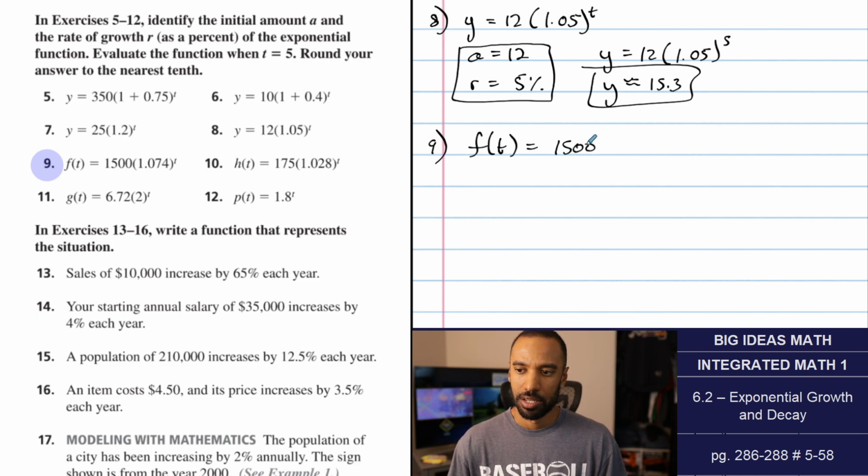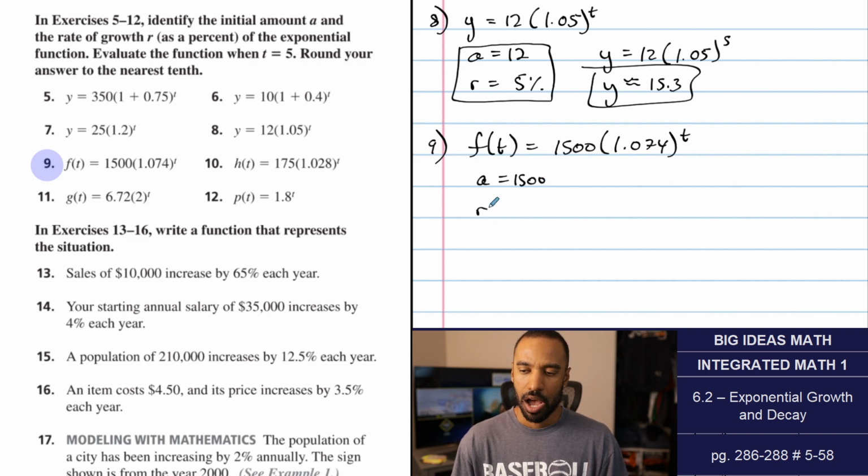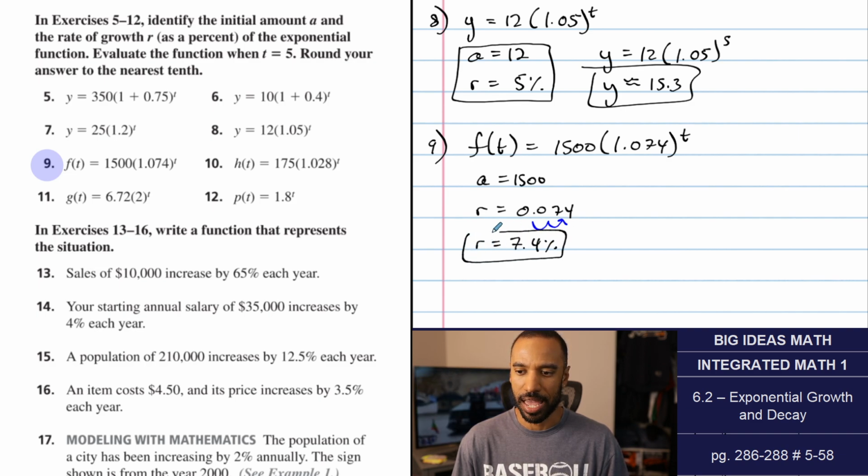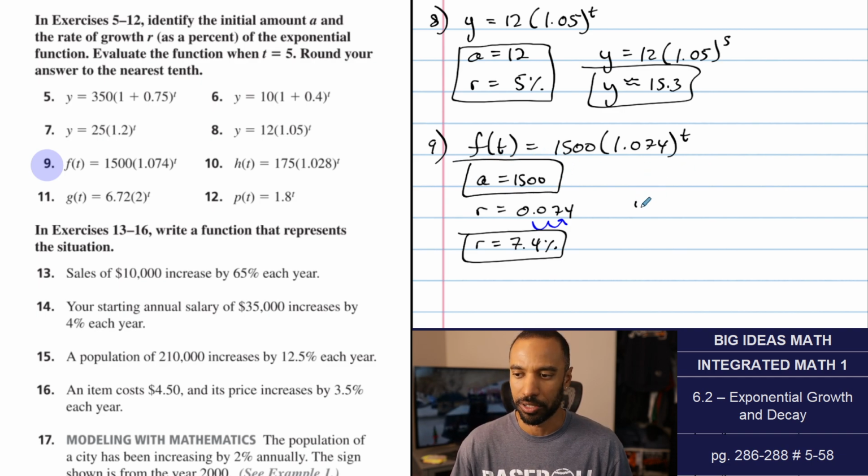1500 times 1.074 to the t power. Now, a is 1500, whatever it represents. R as a decimal is 0.074. This time I'm going to do a movement this way, 2 decimal places over to give you the percentage. It's 7.4%. So there can be trailing numbers. That doesn't mean you can't have a decimal in your percentage itself, right? As this one clearly does. But we still have to write the percentage version of it.